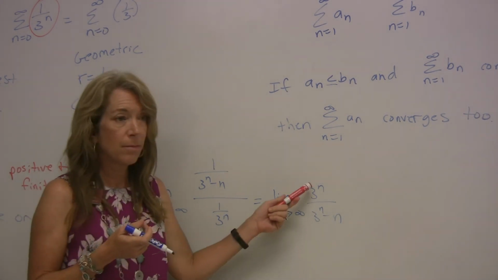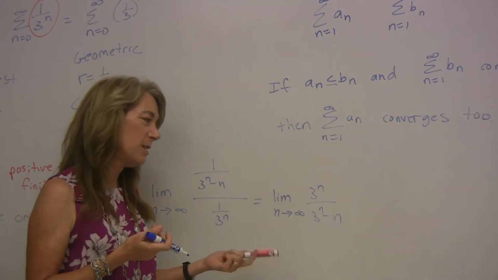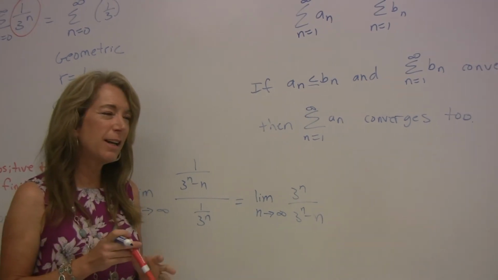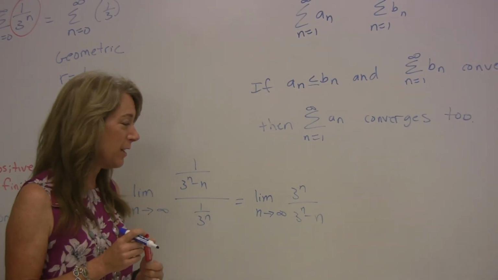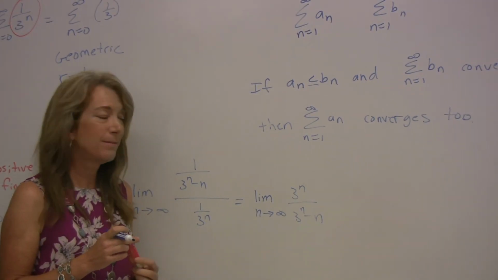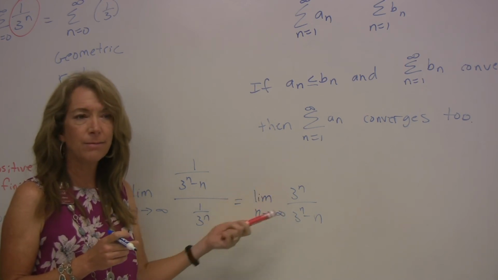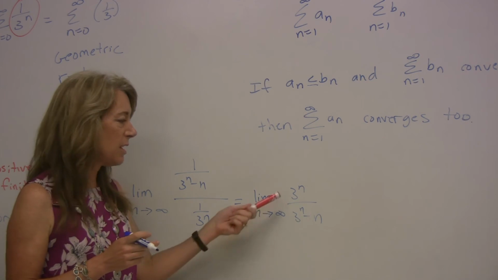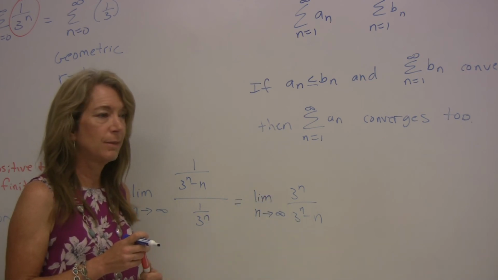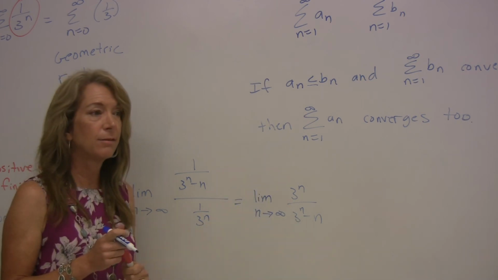Three of the ends cancel. They don't really reduce now. But they do kind of come to play, but they don't reduce. What form is this in right now? What's the top go to? Infinity. What's the bottom go to?